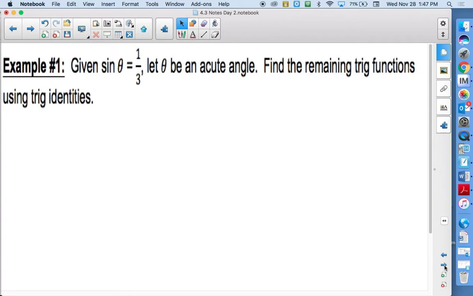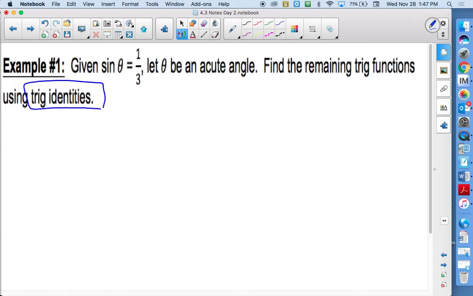So you could draw a triangle. The sine is the opposite and the hypotenuse. So the opposite side would be 1, the hypotenuse would be 3. That's one way to look at it. Another way to look at it would be to use the trig identities, which is what this question is asking us to do. It says find the other trig functions using trig identities. So we're going to try and use those facts.